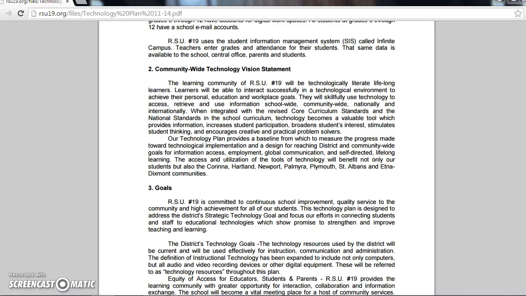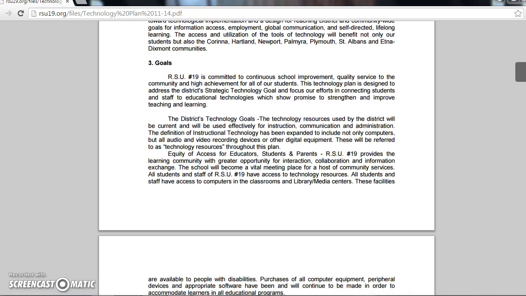There are a lot of goals in this plan. Some of them include the district's technology goals. The technology resources used by the district will be current. It will be used effectively for instruction, communication, and administration. The definition of instructional technology has been expanded to include not only computers, but all audio and video recording devices or other digital equipment. These will be referred to as technology resources in the plan.